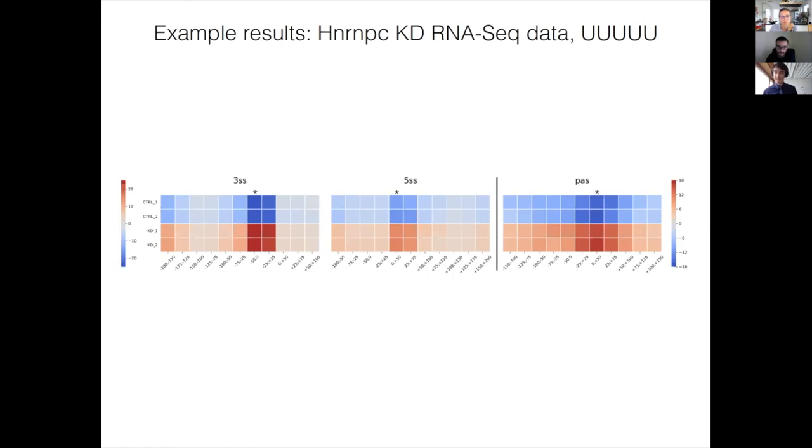Similarly, if it binds a little downstream of the poly A sites, it has a role in the usage of these poly A sites. Also notice that since in knockdown we have positive Z-scores, it would mean that in the absence of HNRNPC, the exons are included and the poly A sites are used. So we also have this information about the directionality of the mode of action.